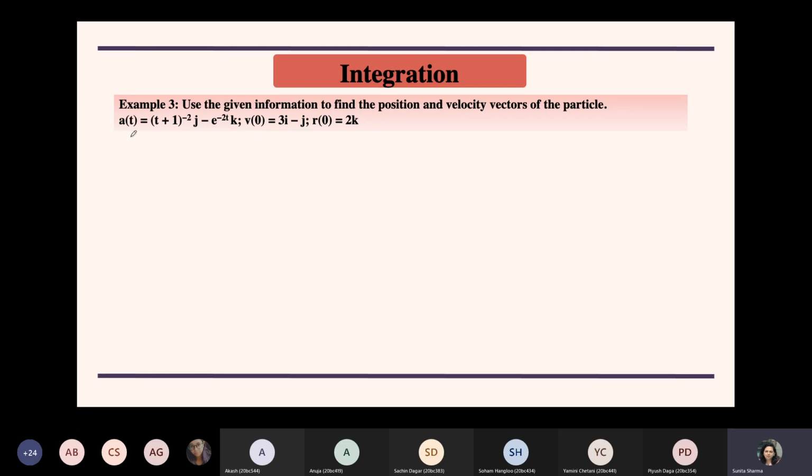Here we have the acceleration vector given to us. Then we have velocity at 0 given, and r, which is the position at t equals to 0, is given to us. So you have to find the position and the velocity vectors of the particle. So that means you have to find vt and rt. Okay, so what are we provided with? We are provided with at and the particular values of velocity at t equals to 0 and position at t equals to 0. So initial values are provided to us and the acceleration vector is given to us.